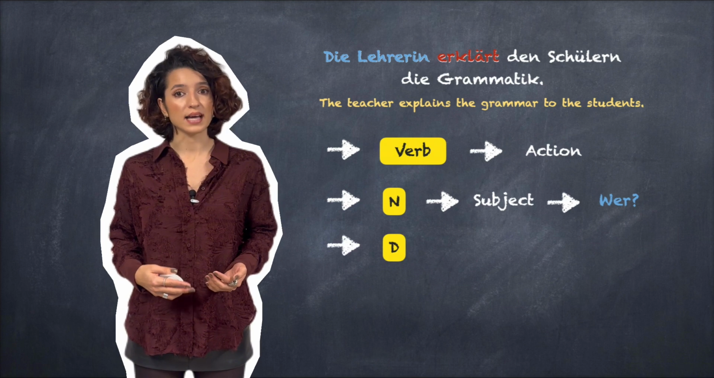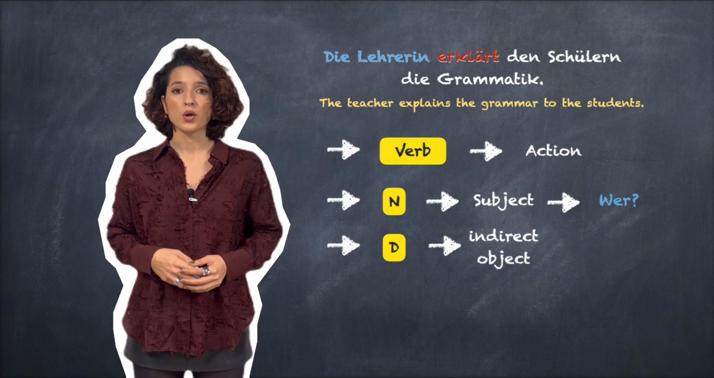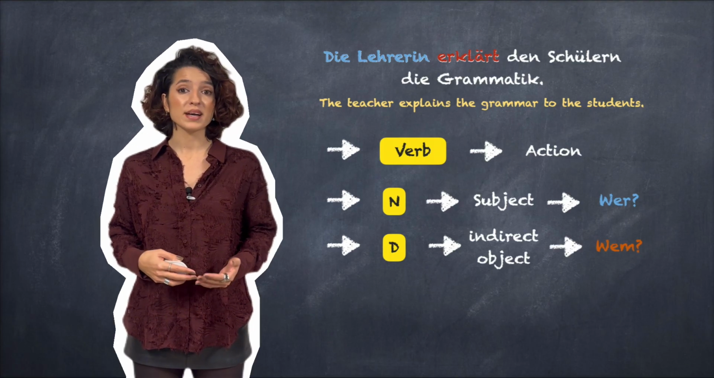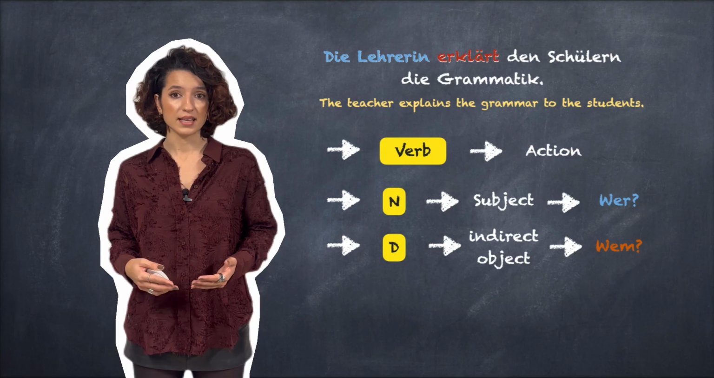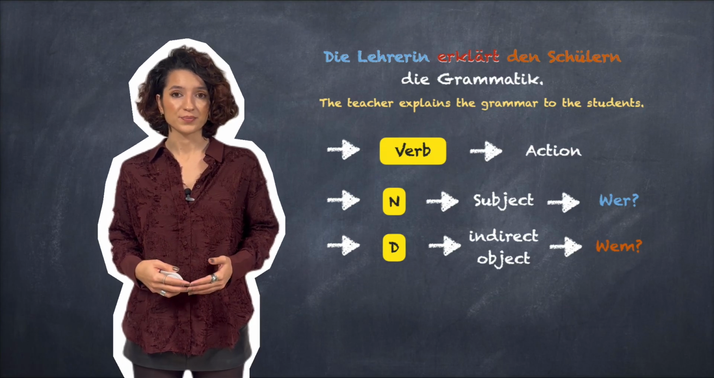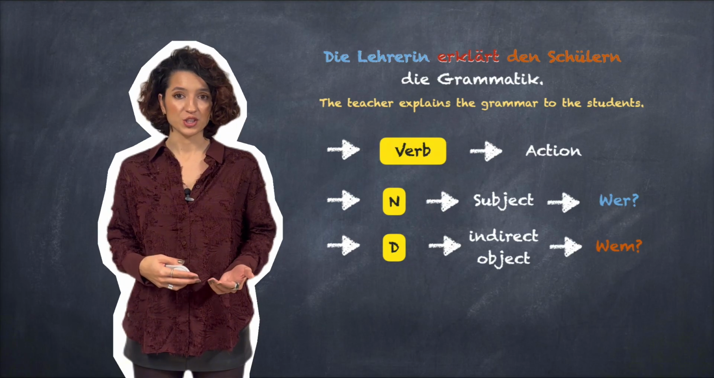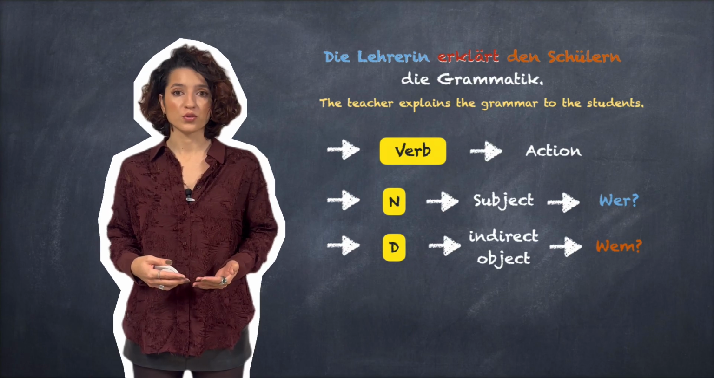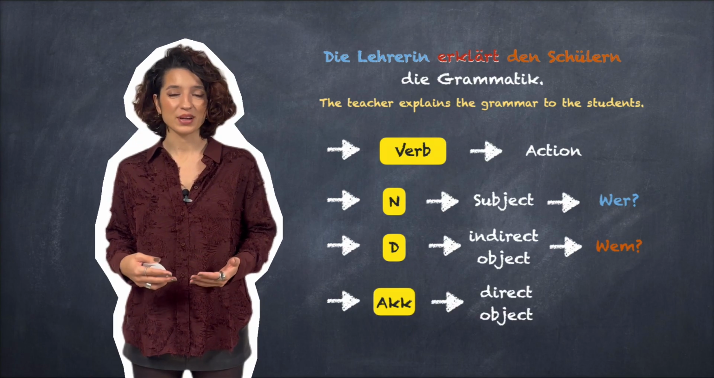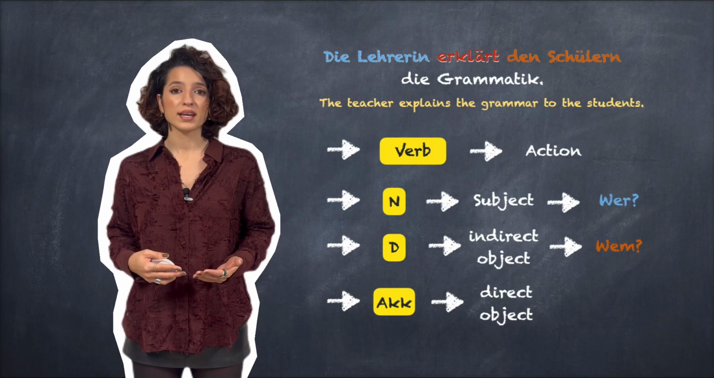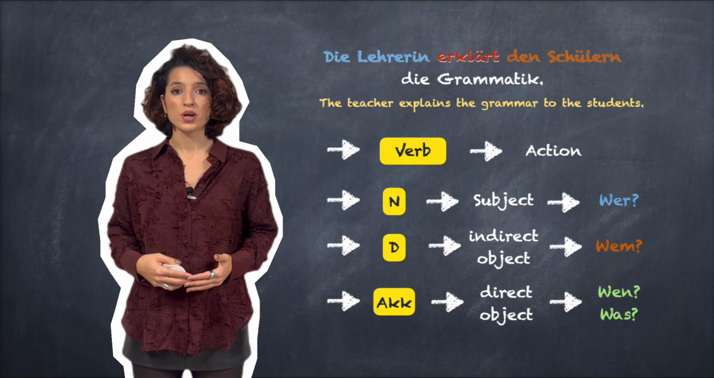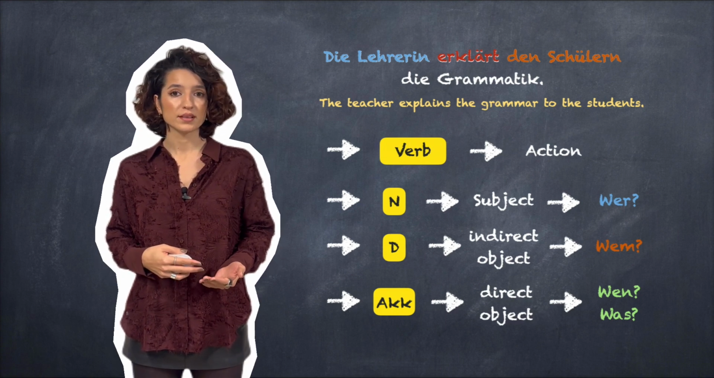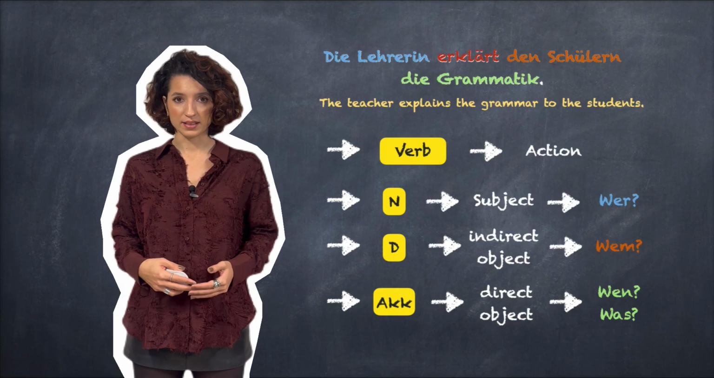Now we can move on to dative, which is the indirect object of the sentence, and we can ask with the question wem. Wem erklärt die Lehrerin? The answer will be den Schülern. To whom explains the teacher? To the students. And last but not least, we can look for the accusative, which is the direct object of the sentence, and we can ask with the questions wen or was. Wen oder was erklärt die Lehrerin den Schülern? The answer will be die Grammatik.